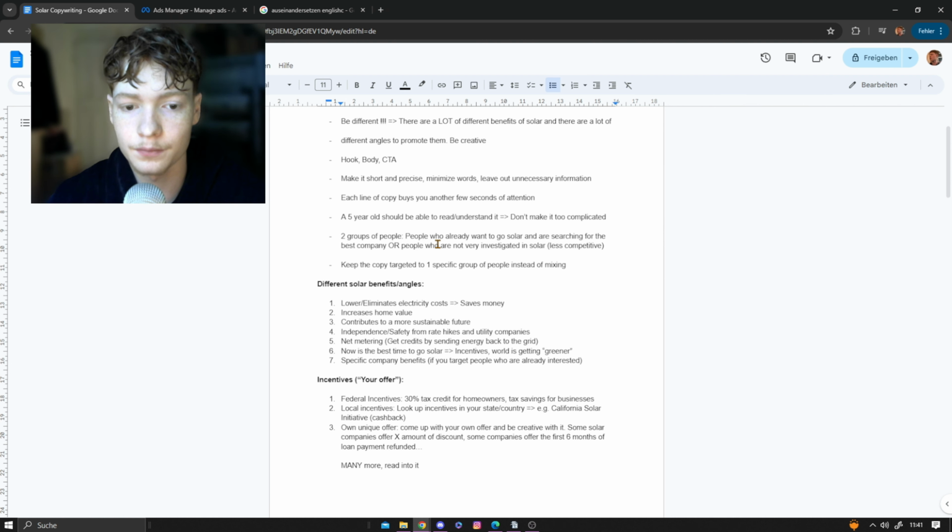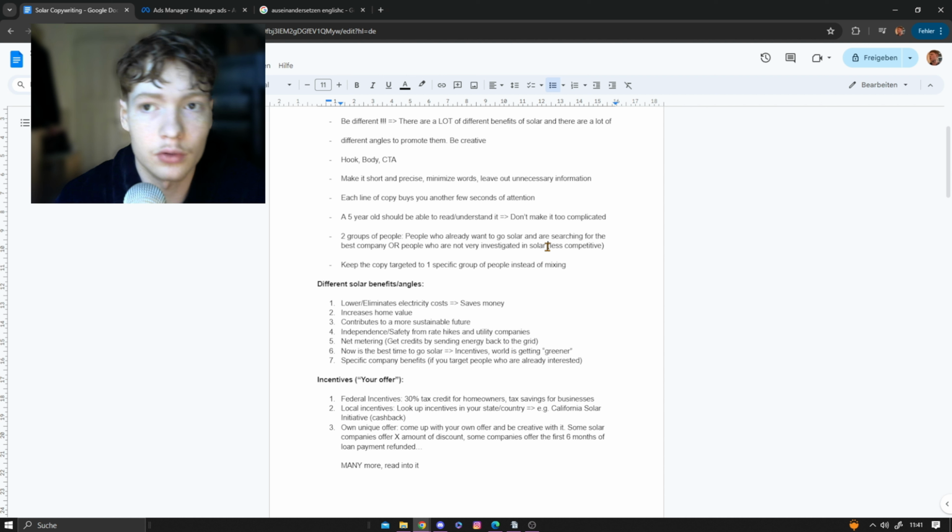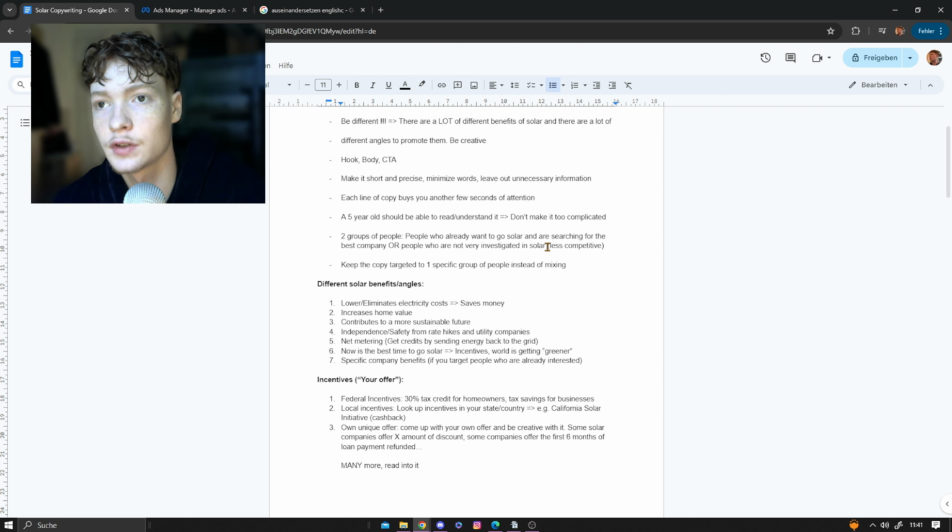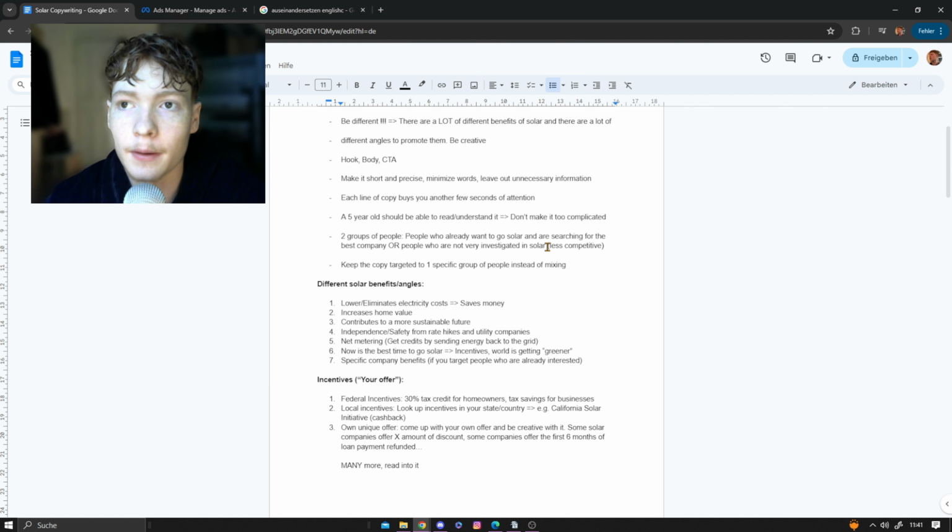But you can go deeper into this and say, okay, in the group of people who are not very invested in solar, there are also people who may have an electricity bill of $100 or $200, and there are people who have an electricity bill of $400 or $500. Very different. And I will go about benefits and angles in a second. This is pretty much what I'm talking about right now.